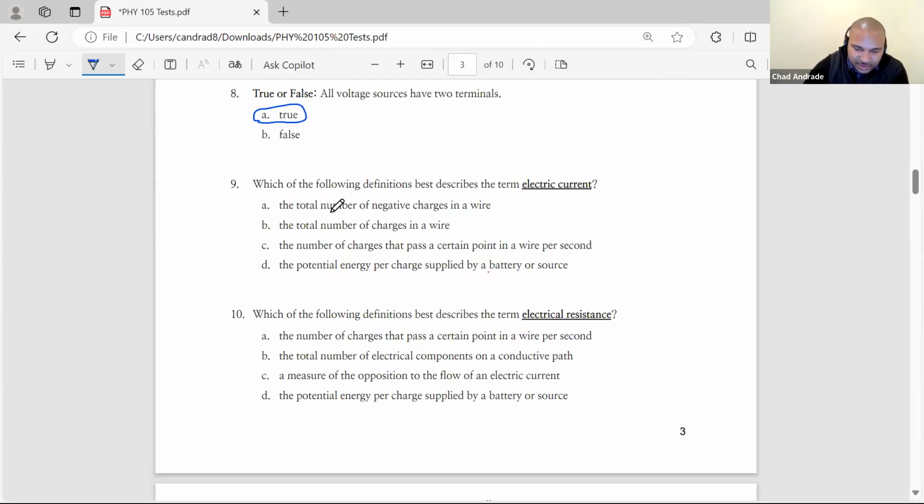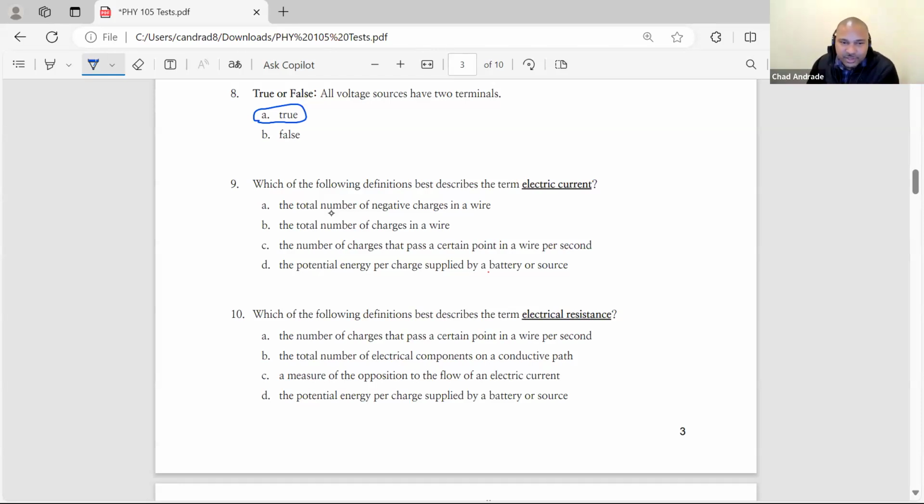Is it the total number of negative charges in a wire? That's not right. The total number of charges in a wire? That's not right either. Those just tell you the amount of charge. But if you remember, electric current is when you have charge that moves, right? So the third one, option C, says the number of charges that pass a certain point in a wire per second. That's the part that highlights what electric current is. It's the rate at which charges are moving in a wire or in a conductor, right?